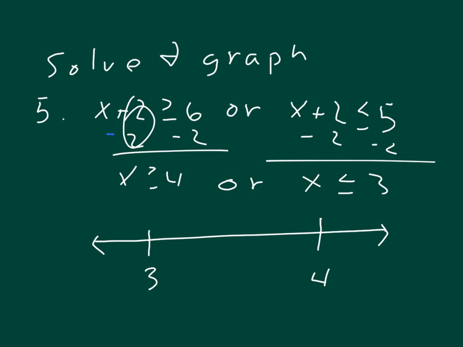And we're just going to graph each of these. X can be greater than or equal to 4. So we're going to put the solid dot and go this direction. Or x can be less than or equal to 3. So dot it and go less than. So that's what the solution to number 5 would look like.